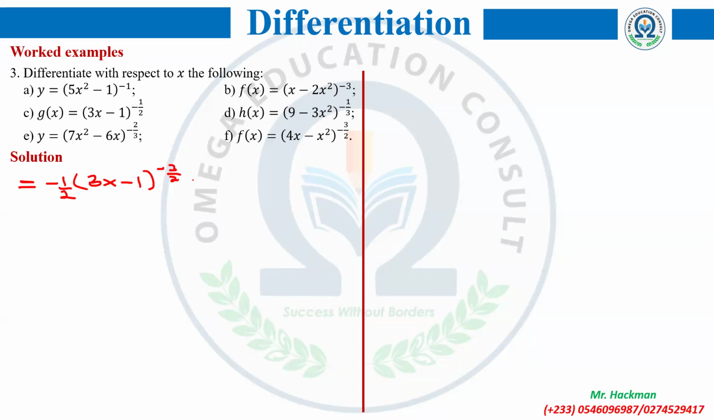Okay, but that times d dx of what you have in the bracket, the 3x minus 1, will give us 3. All correct?